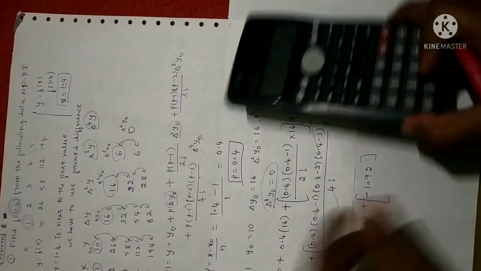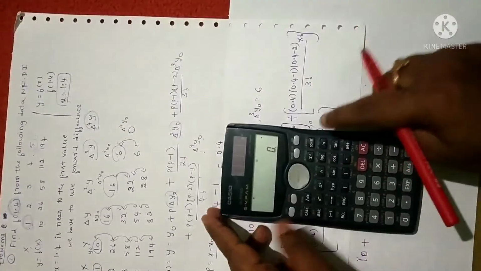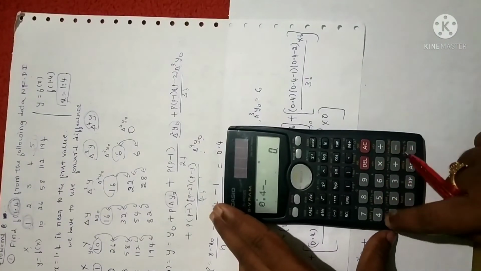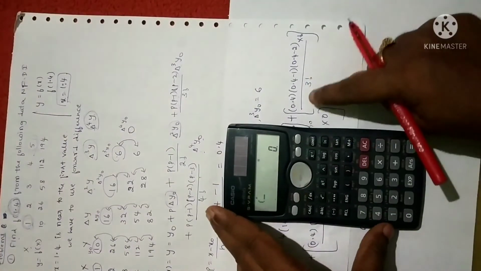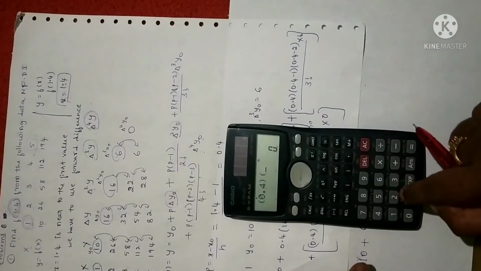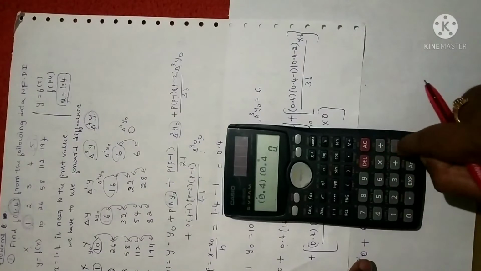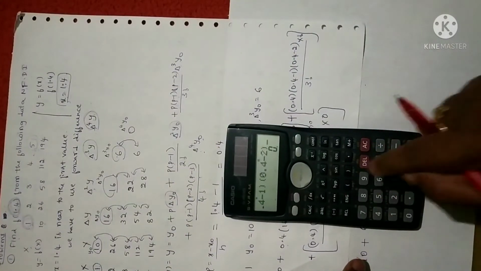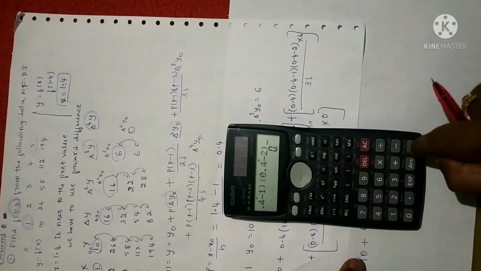Fine. Next, the third term, I'll show you. See carefully. 0.4 minus 1. Or else, if you want, you can calculate directly. See, press 0.4. Close the bracket. Again open the bracket. 0.4 minus 1. Close bracket. Again 0.4 minus 2. Close bracket. Again press equal sign.